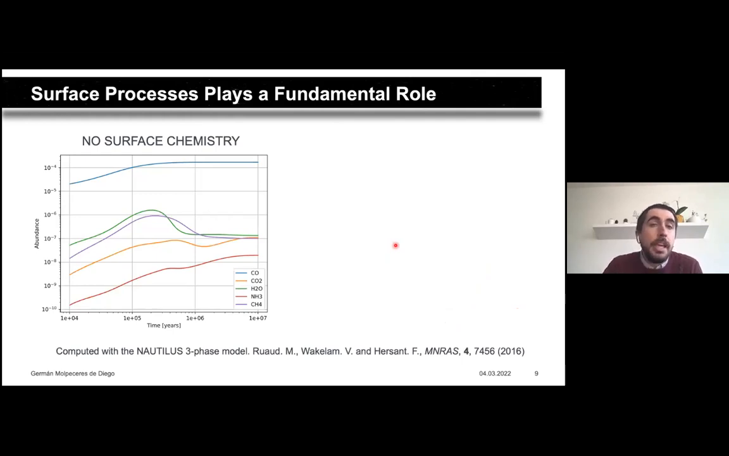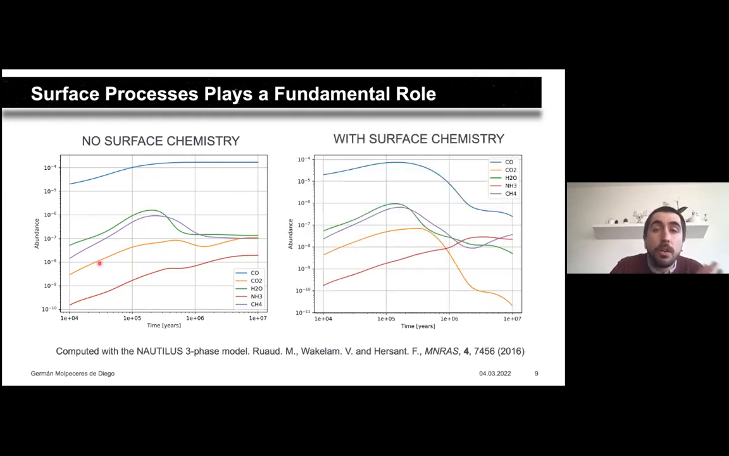But I would like to convey why it is very important to study this kind of chemistry and physics. Well, if we take a look at a model that predicts the abundance of several components in this cloud, so for example, the abundance of carbon monoxide, carbon dioxide, water, ammonia, and methane, we can see that if we disable completely surface chemistry, we have a profile that is absolutely different than when we enable surface chemistry to happen. So we cannot understand astrochemistry without surface astrochemistry.